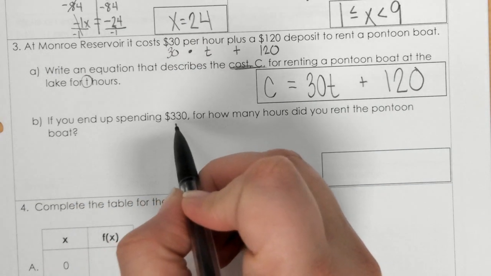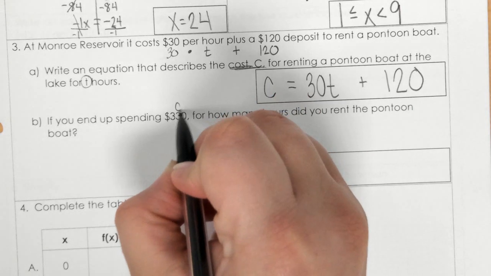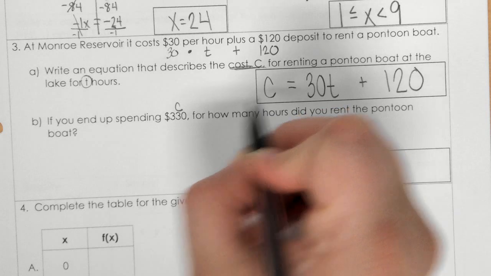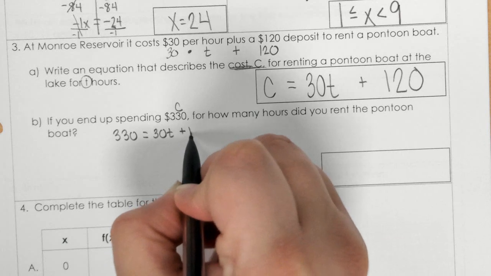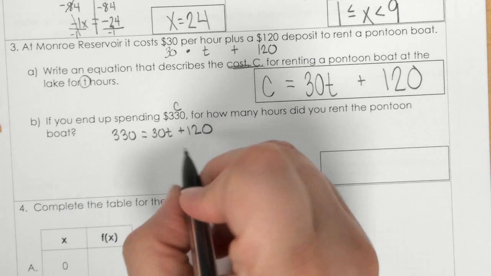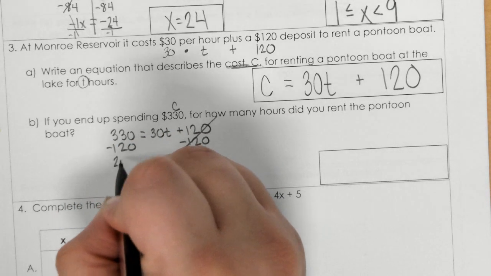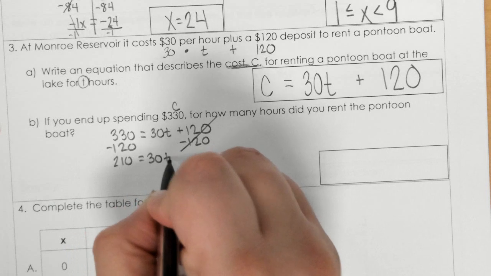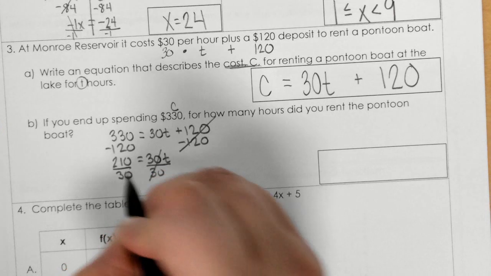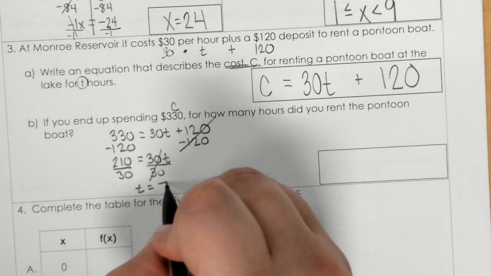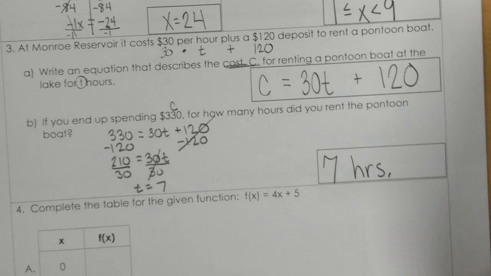Now it says if you end up spending $330, for how many hours did you rent the pontoon boat? So this C is your 330. I plug that in for there. And then you should be able to see that it's just a two-step equation. And so I subtract the 120 and get 210. And to get T by itself, I would divide by 30. And T equals 7. So that means they were on the boat for 7 hours.